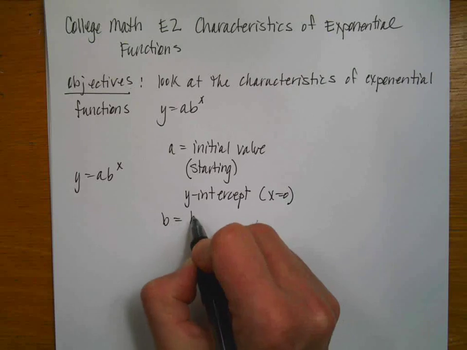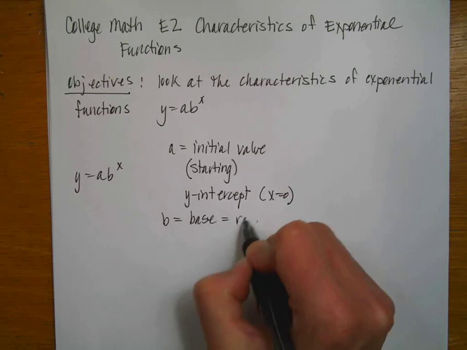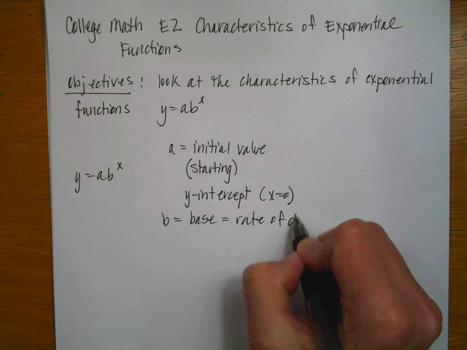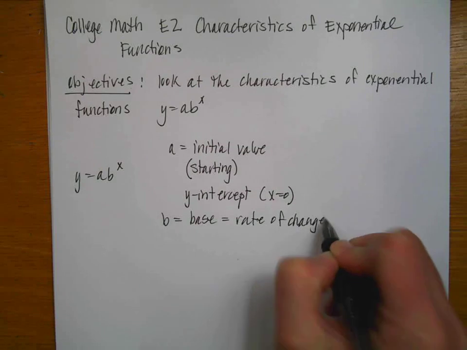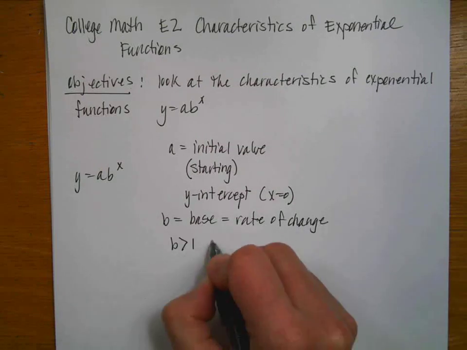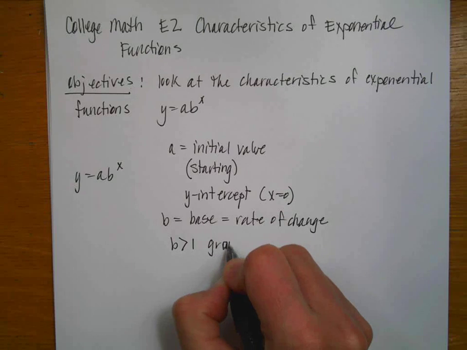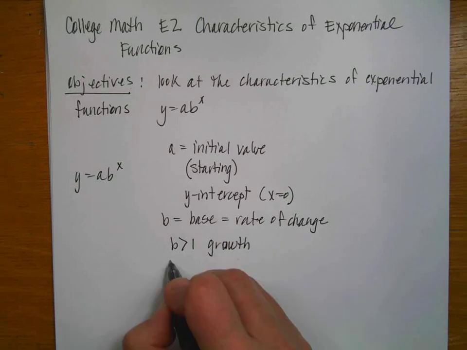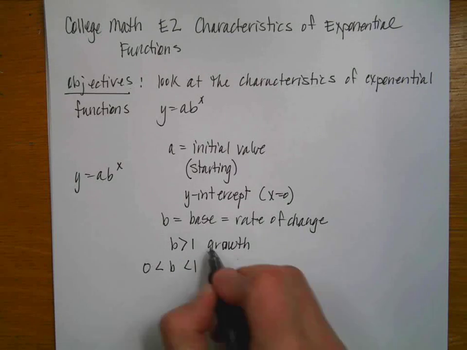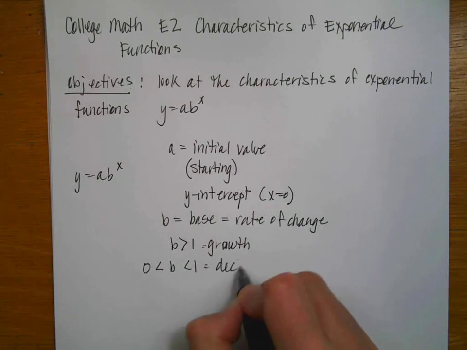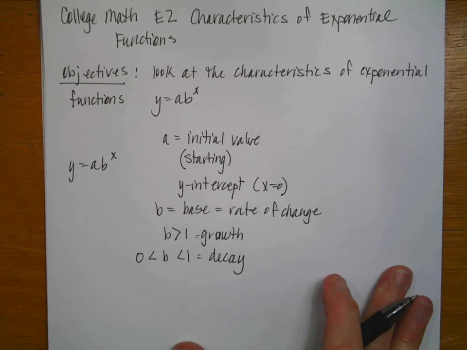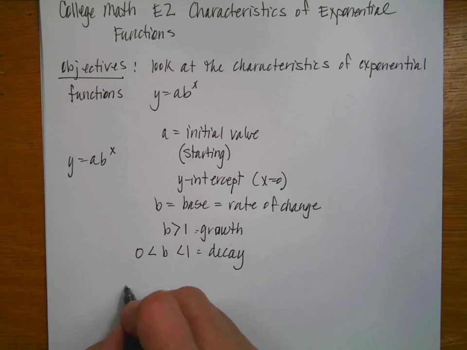B is going to be the base, which is the rate of change. If B is greater than 1, that means that we have a growth problem. And if B is less than 1 but greater than 0, then that means that we have a decay problem.